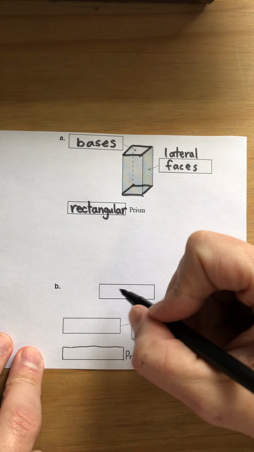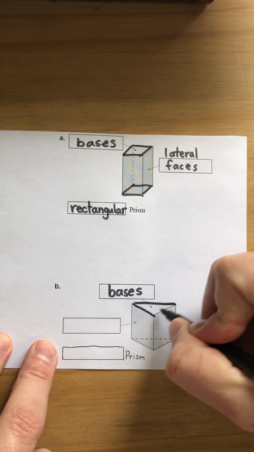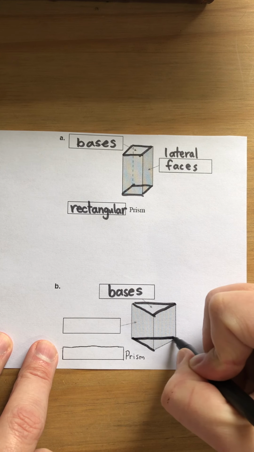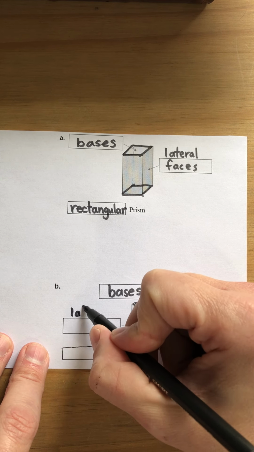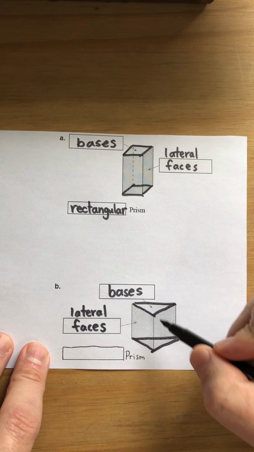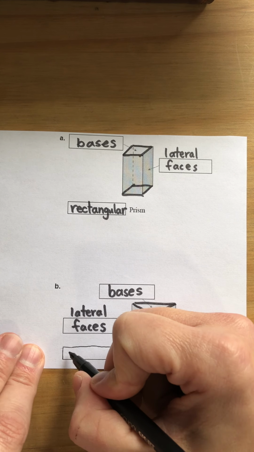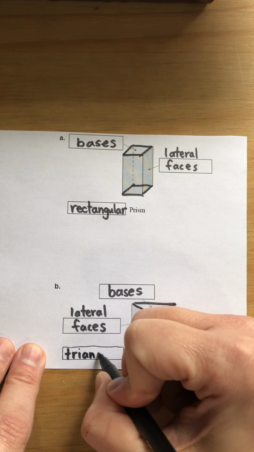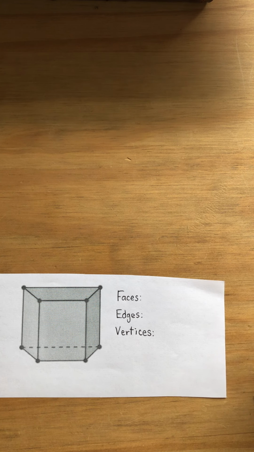prism. Now, in the second example, again, there's always going to be 2 congruent bases. Those bases are both triangles, and then these are our lateral faces. In both cases, the lateral faces are rectangles, but in this case the bases are triangles. So this makes this a triangular prism. Okay? So the next thing we're going to do is count faces, edges, and vertices.